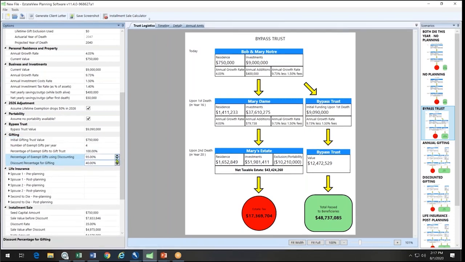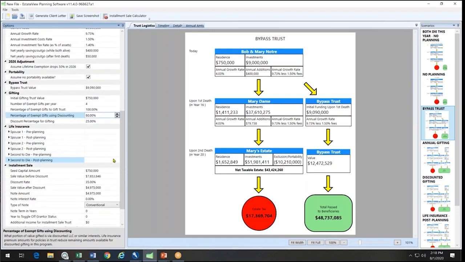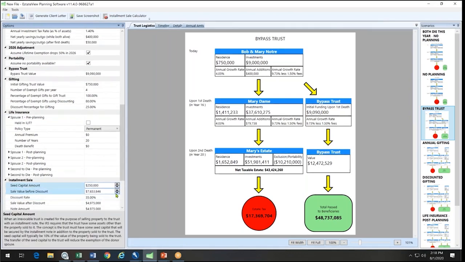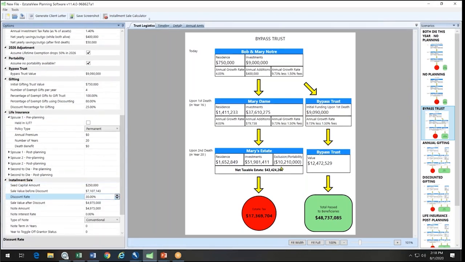In this case, it could be a 25% discount. And we could say that 80% of their gifting will be discounted LLC interest, 20% will be cash. I'm going to skip the life insurance, but we can also have the before and after planning for each spouse on their life insurance situation. And then finally, there's the question of whether they will do an installment sale. So let's see what these people look like.